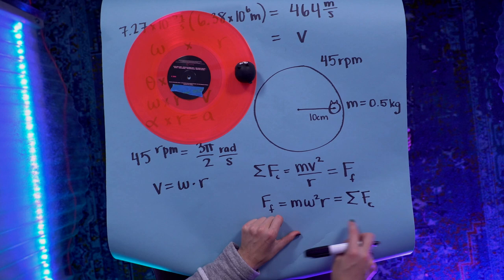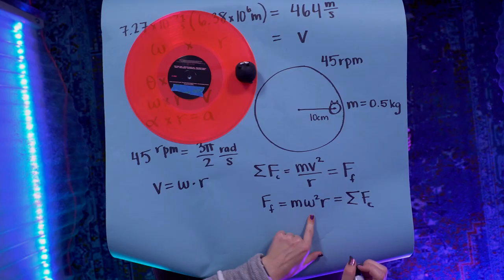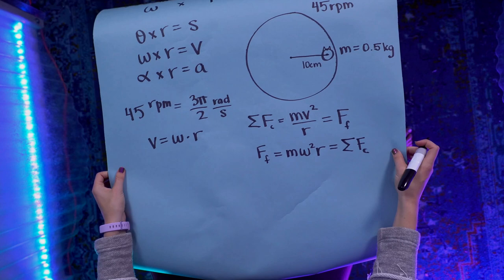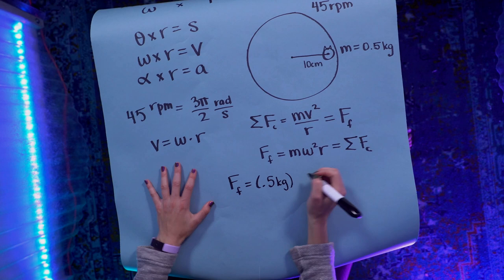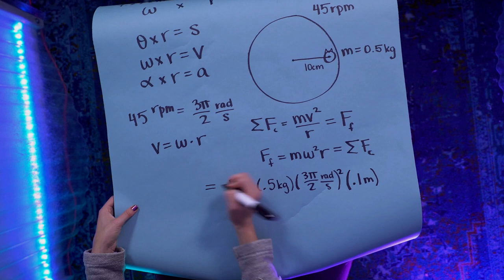Now I have an equation for the centripetal force law in terms of angular velocity. m omega squared r. Same thing, but now I can calculate the force due to friction directly from the angular speed. So plugging in the cat's mass, I get 0.5 kilograms times my omega squared, which is 3 pi over 2 radians per second, squared, and my radius was 10 centimeters. We want it in meters, obviously, and that's 0.1 meters. Work that all out, and I get a force of 1.1 newtons.